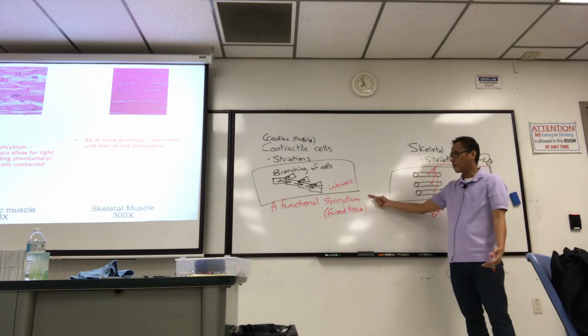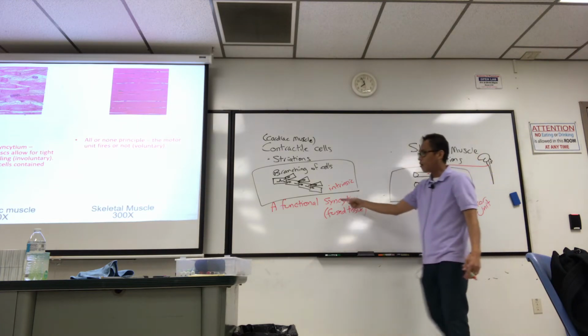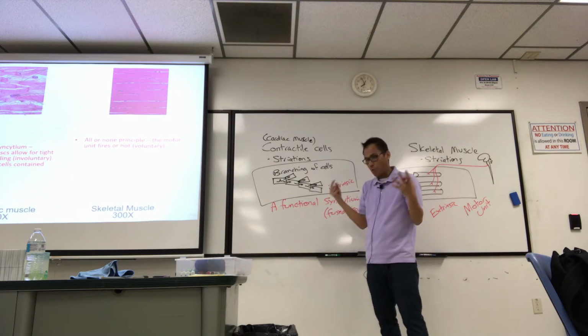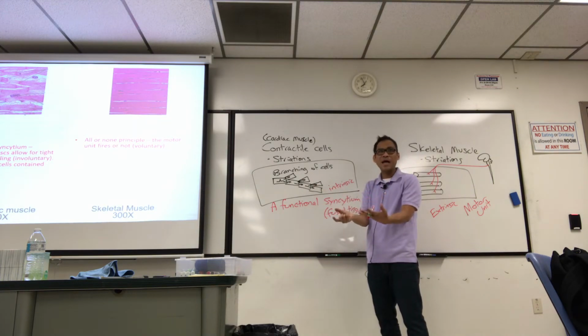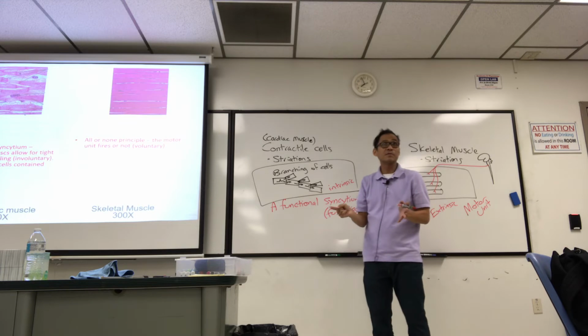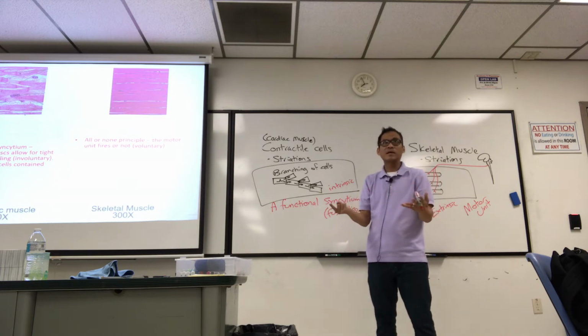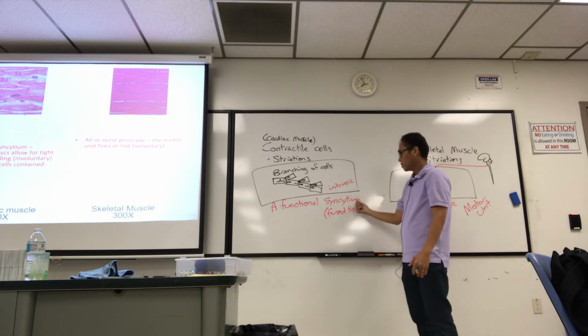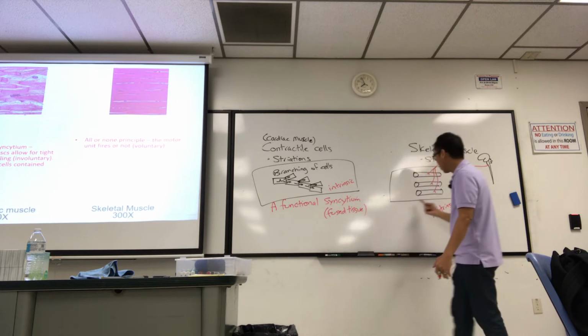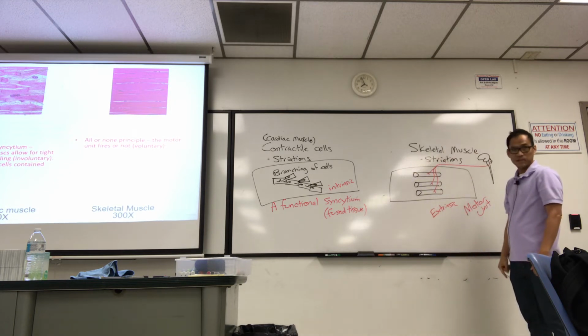Here, the heart is not a true syncytium, but it acts like one because of how the signal can spread through the heart so easily. It's like one big mass of tissue, but it's not. The cells have their integrity, their individual cell membranes, but because of those gap junctions, the signal spreads so easily that it functions like a syncytium. So we want you to know that concept. Now here, not a functional syncytium.